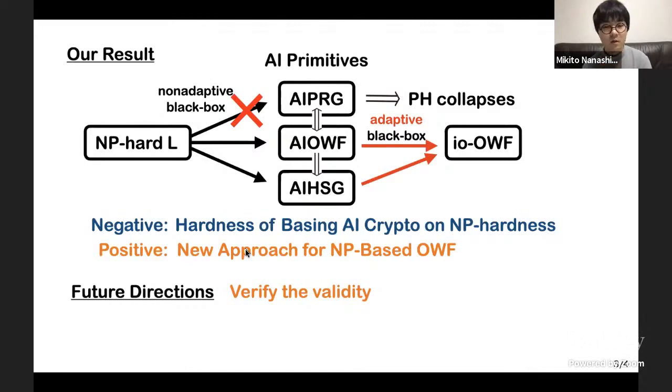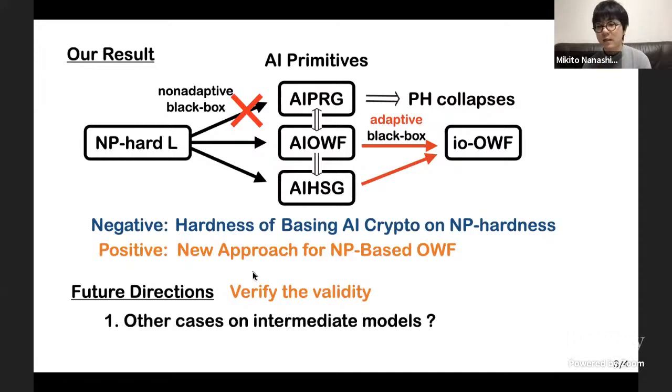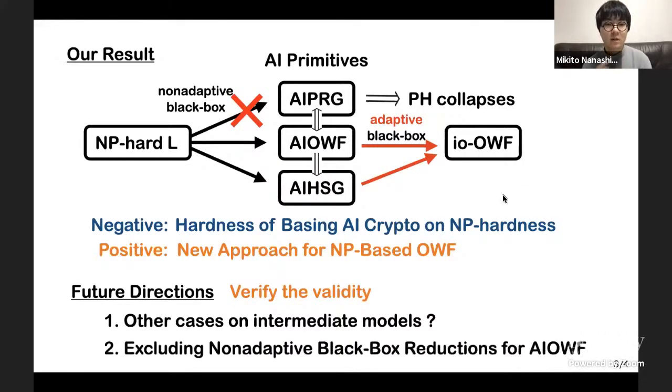And I will share with you 2 more directions. So the first one is to consider other cases where such intermediate primitives can be helpful for constructing NP-based one-way function. And the second direction is, of course, there is still a possibility that this non-adaptive black box reduction implies a collapse of polynomial hierarchy. That's why the second direction is to exclude such a non-adaptive black box reduction, especially for the case of auxiliary input one-way function.